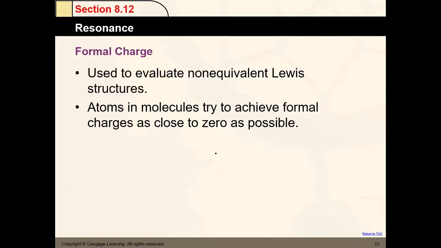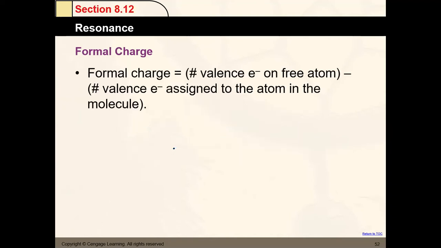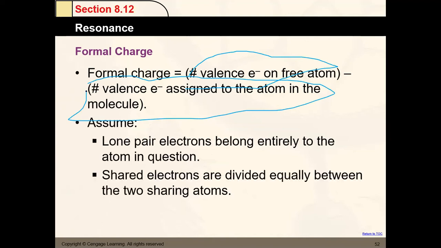Formal charge is used to evaluate the non-equivalent Lewis structures. So we have to assign charges to an element in a molecule. Any negative formal charge is expected to reside in the most electronegative atom. Yeah, you want to have electronegative atoms with negative formal charges. So, for example, if I have a bond between oxygen and carbon, where should I put the negative charge? Well, obviously on the oxygen, because oxygen is more electronegative. There is a formula for formal charges. Formal charge is equal to the valence electrons of the atom minus the electrons that are sitting in the atom. So I will do that in a second.